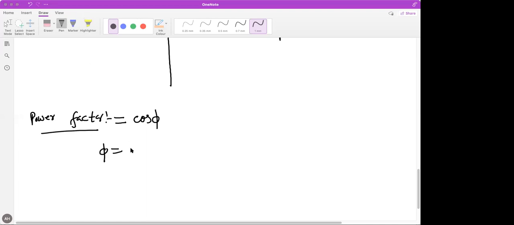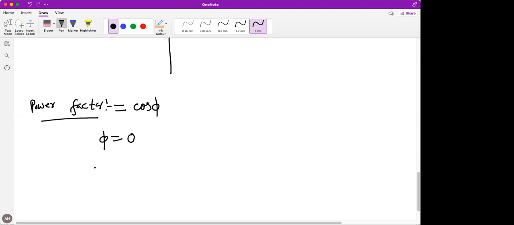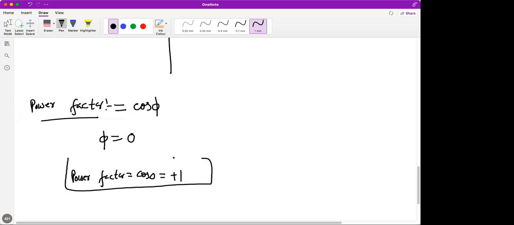It is the phase difference, which is 0. So what would be the value of power factor? It would be cos 0, and cos 0 is 1. So the power factor of this particular circuit is 1, and this is the maximum value of power factor that any circuit can have.